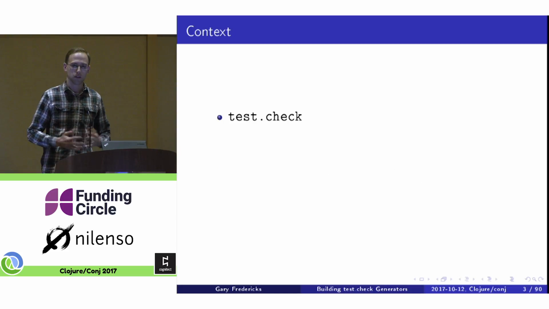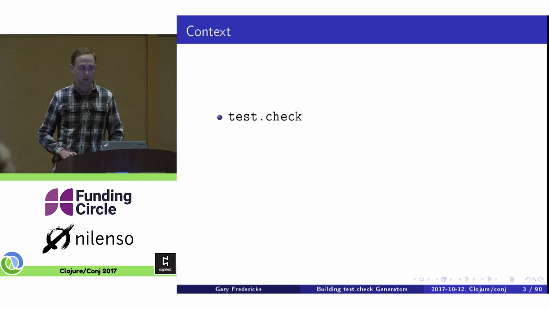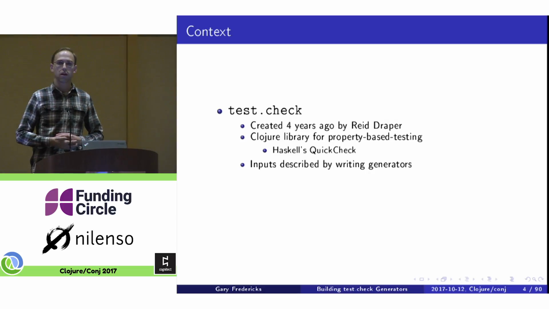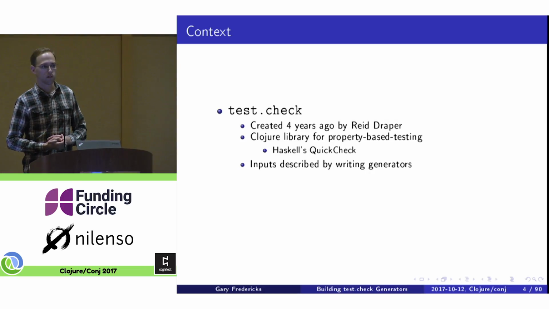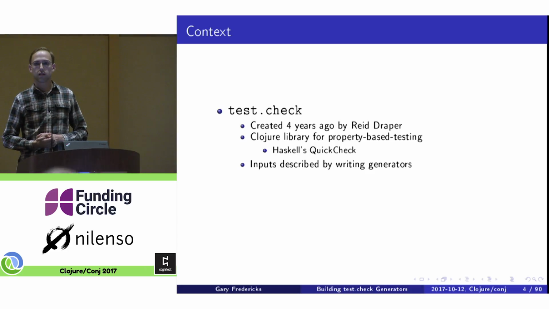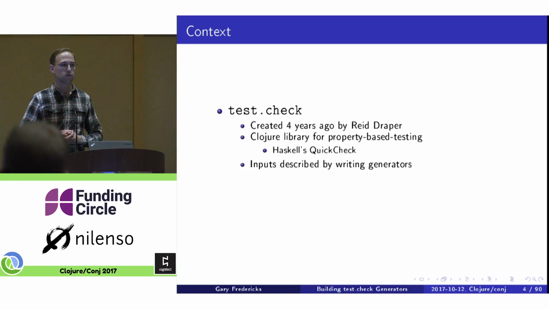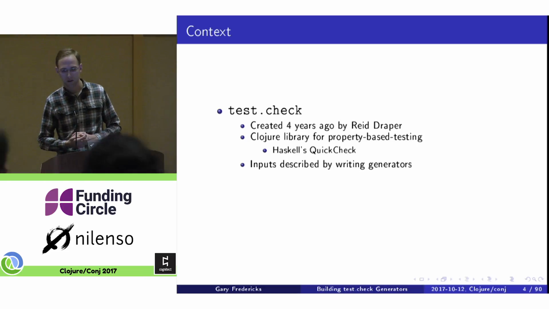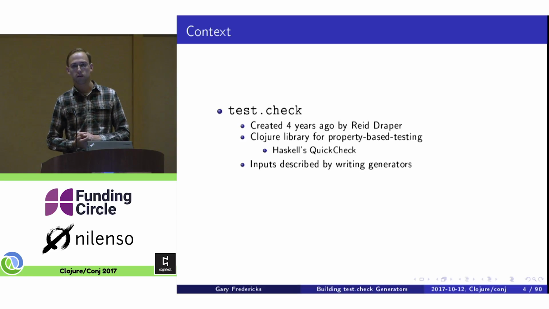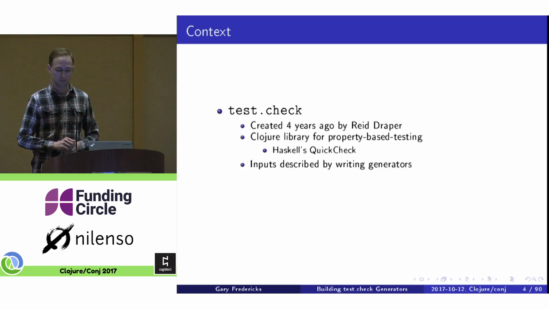So I'm going to try to put this in the context of the broader Clojure ecosystem. Test.check was created 4 years ago by Reid Draper. It is a Clojure library for property-based testing, somewhat like the original QuickCheck in Haskell. That means it lets you write properties that describe things that should be true about your functions for any input, and then test those properties on randomly generated input. So if you're doing that, then probably you're spending a moderate amount of your time describing the inputs to your functions, also known as building generators.